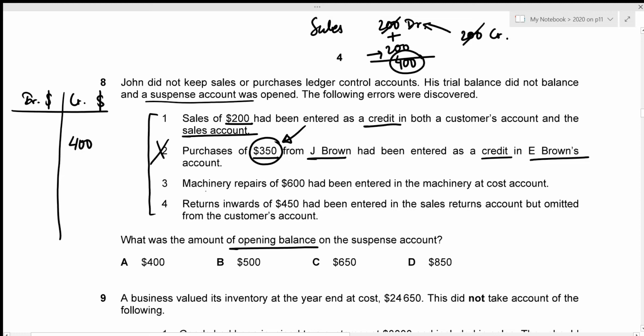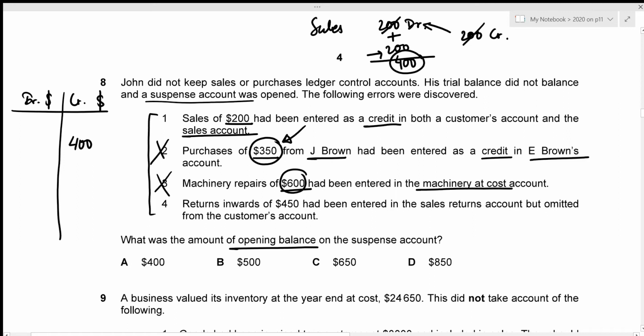Then the third one is that machinery repairs of 600 had been entered in the machinery at cost account. Again, this is the same thing because this is an expense, right, which had been treated correctly because it had been entered in the machinery at cost account, which is also an expense account. So this just means that the amount of the transaction has been treated correctly, but just under the wrong heading, which again is an error of commission, which is not represented by our trial balance. So that's going to be not included.